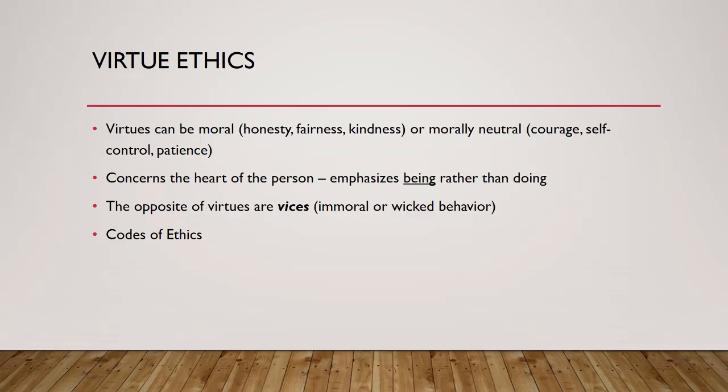Virtues can be both moral or they can be morally neutral. An example of moral virtues are things like honesty, fairness, kindness, and virtues that are more neutral are things like courage and self-control and having patience. You've probably always heard that saying that patience is a virtue. Well, it is. It's a morally neutral virtue. Virtue ethics, the whole concept of this theory, really is looking at the heart of the person, emphasizing being a moral person rather than just doing moral things or acting in moral ways.